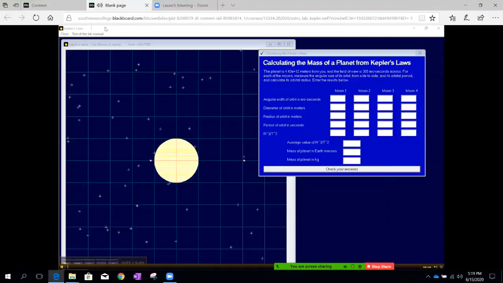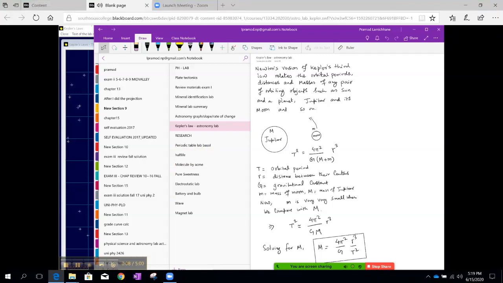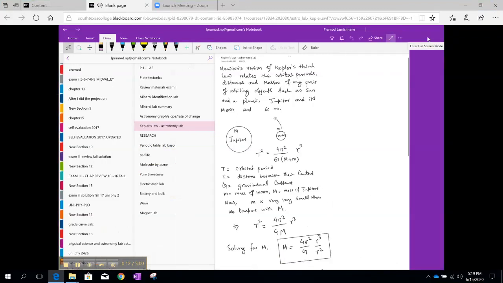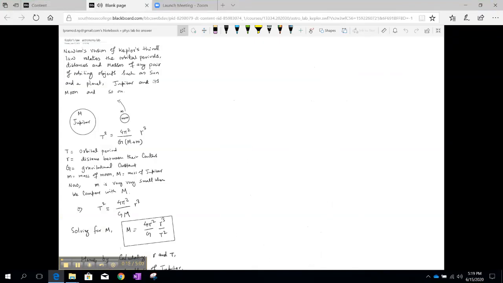The lab of Kepler's law. So before I get to the lab, let me show you the theoretical explanation. This is Newton's version of Kepler's third law. It relates the orbital period, distances, and masses of any pair of orbiting objects, such as the Sun and a planet, or in this case Jupiter and the moons.